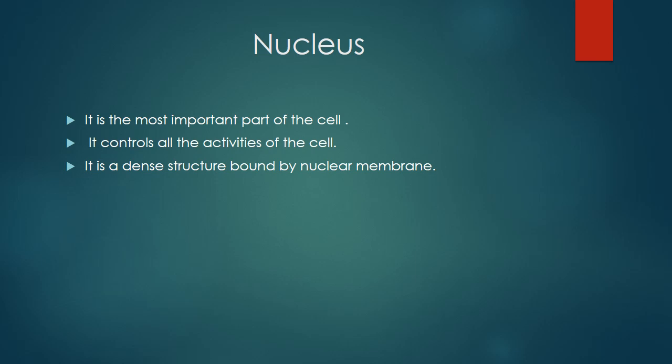Nucleus. It is the most important part of the cell. It controls all the activities of the cell. It is a dense structure bounded by nuclear membrane. Protoplasm of the nucleus is called nucleoplasm. It has thread-like network called chromatin. When the cell is ready to divide, this chromatin condenses to form thicker thread-like structures called chromosomes. These chromosomes are the structures responsible for the inheritance of characters from one generation to the next generation.